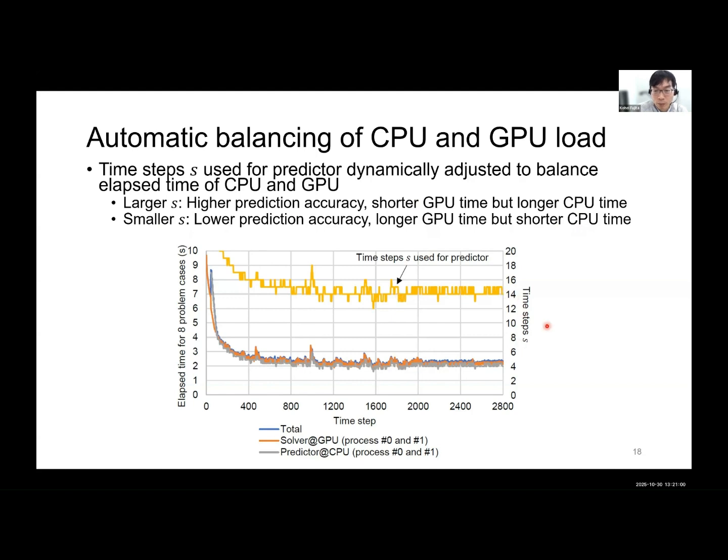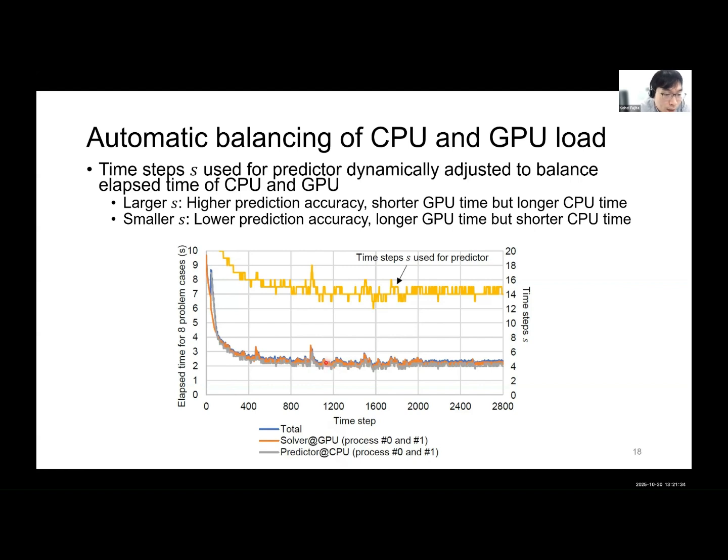This is showing the time step S used in the predictor. By adjusting this dynamically, we can balance the CPU time and GPU time. Here, the blue line is showing the total time, the orange is showing the GPU time, and the gray is showing the CPU time. As you can see, the time for the CPU and GPU is almost balanced, and almost all the time the CPU and GPU are used throughout the simulation time.